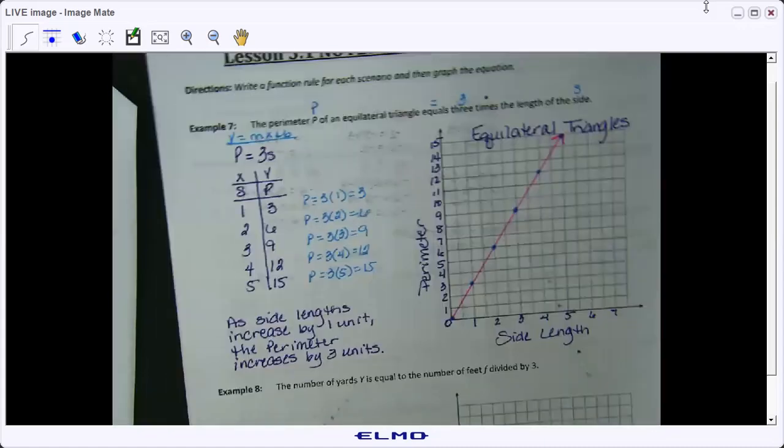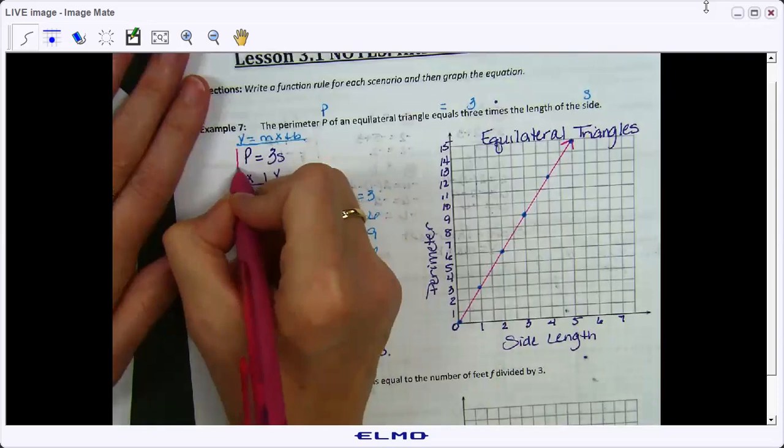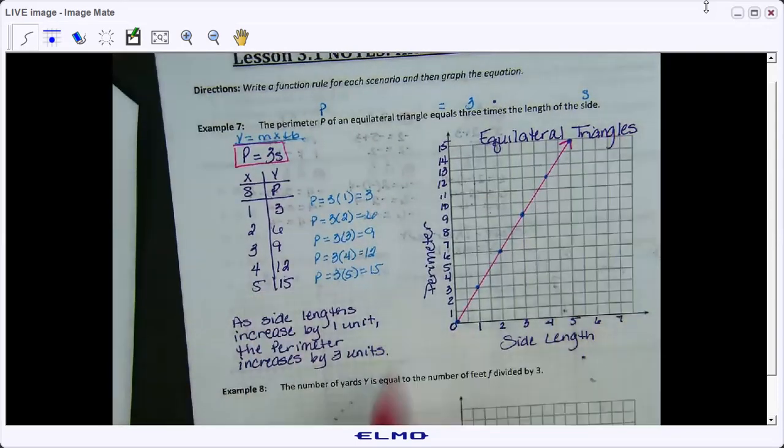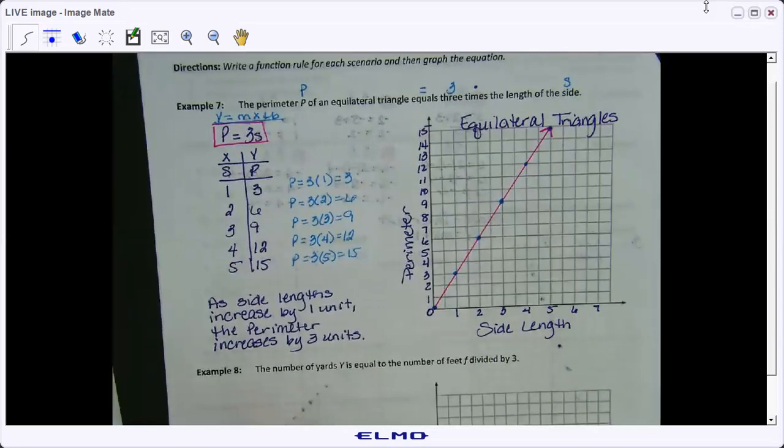So we have our equation here, which was part of our answer, our table, and our graph. So just to reiterate, your graph needs to have a title. It needs to have a label on the x-axis and the y-axis. It needs to have reasonable increments, and then it needs to have your line correctly drawn with the plotted points.